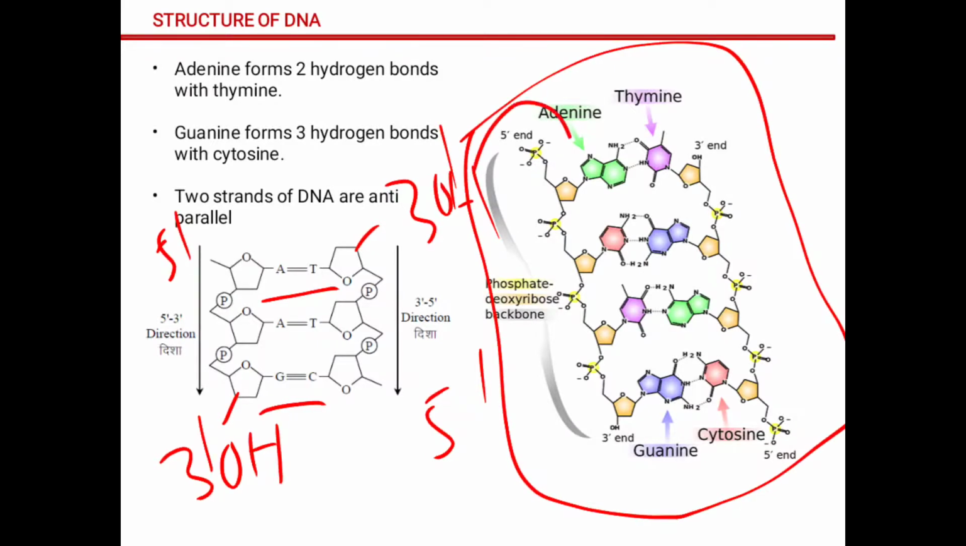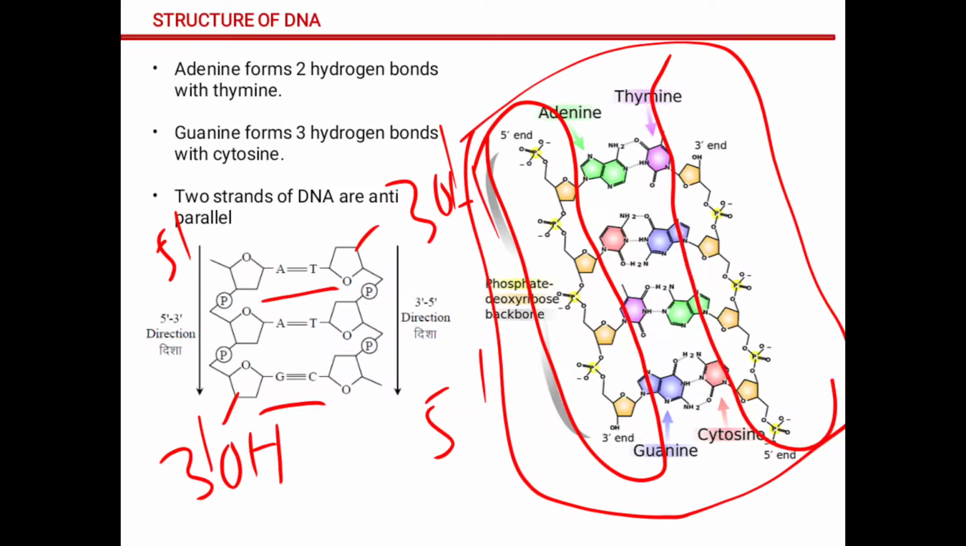Now here we can see the entire structure of the DNA. This is the sugar phosphate backbone. This is the sugar phosphate backbone. This is formed by phosphodiester bonds, and in between, the nitrogenous bases are present. Now we can see that adenine is binding with thymine with 2 hydrogen bonds, and guanine is binding with cytosine with 3 hydrogen bonds. Now it is very essential that a purine binds with a pyrimidine.